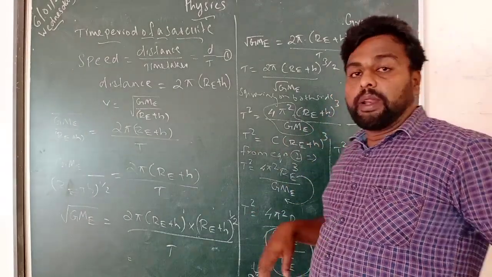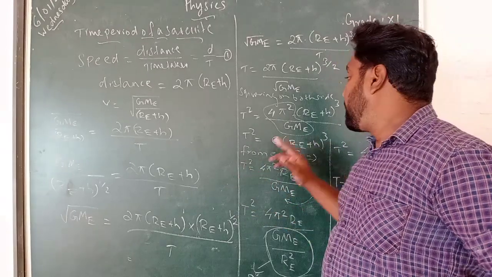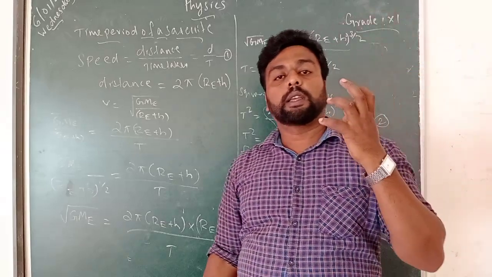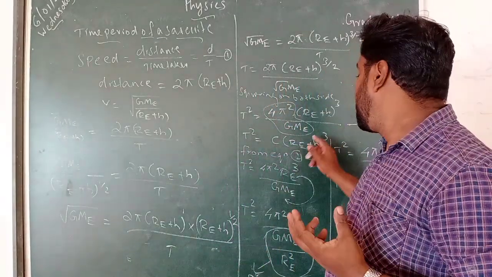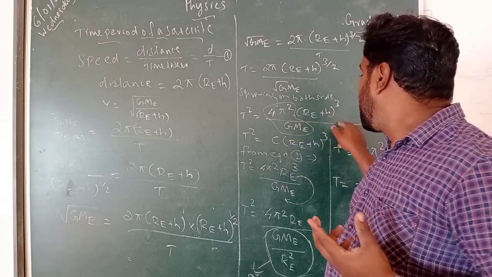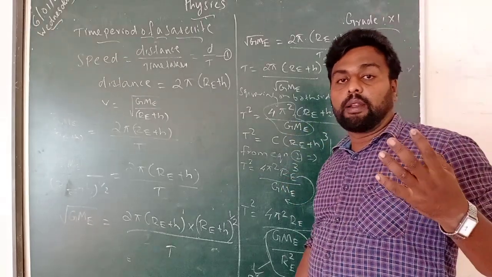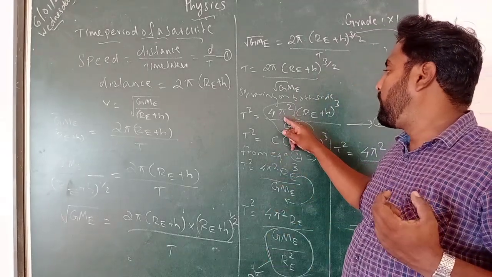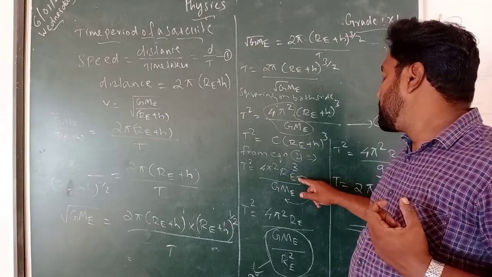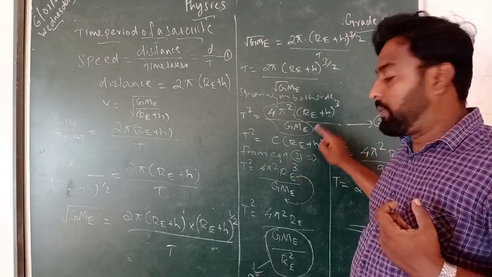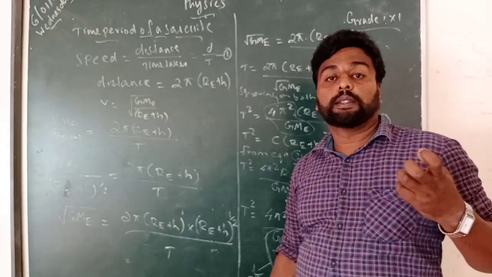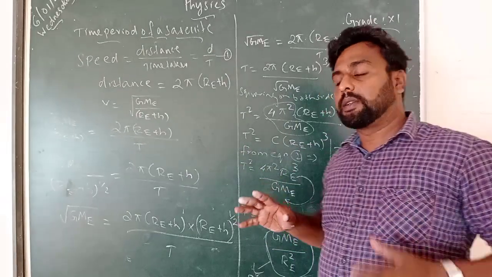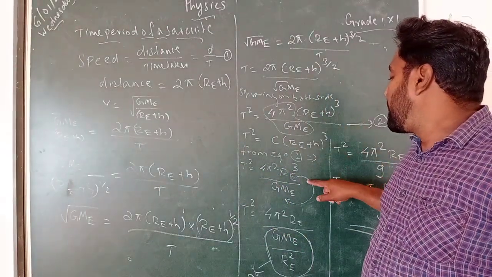So this is the time period, and after simplification we can write this 4 pi square by GMe as a constant c, and from this equation again we can find the time period in terms of g. For that we need to find out 4 pi square by GMe. You see here Re cube. What happened to this h? Yeah, h is very small when we compare it to the radius of the earth, so it is neglected. Now only Re cube remains.